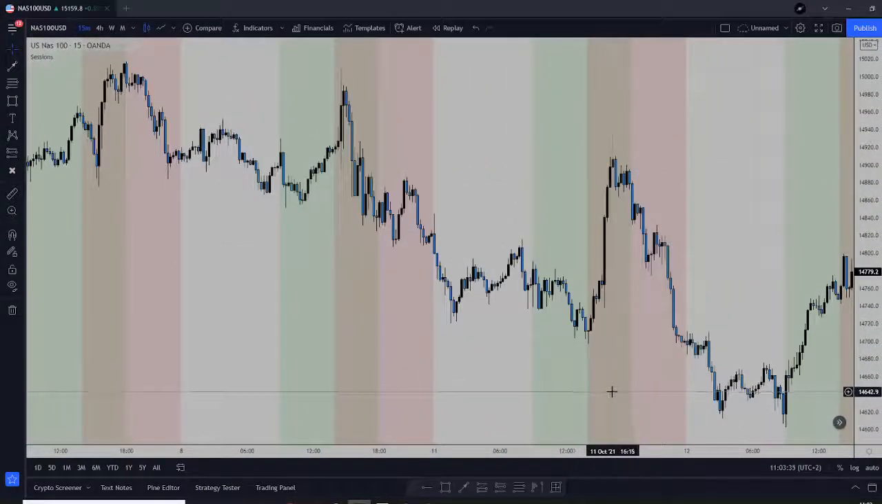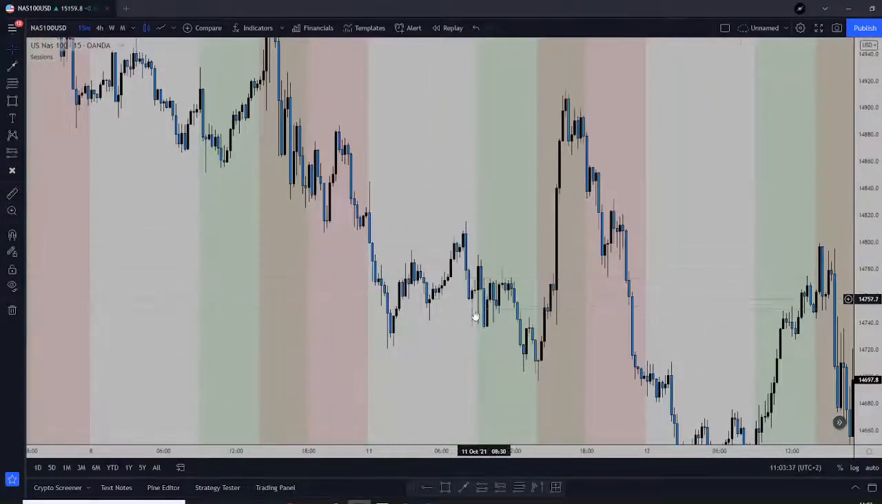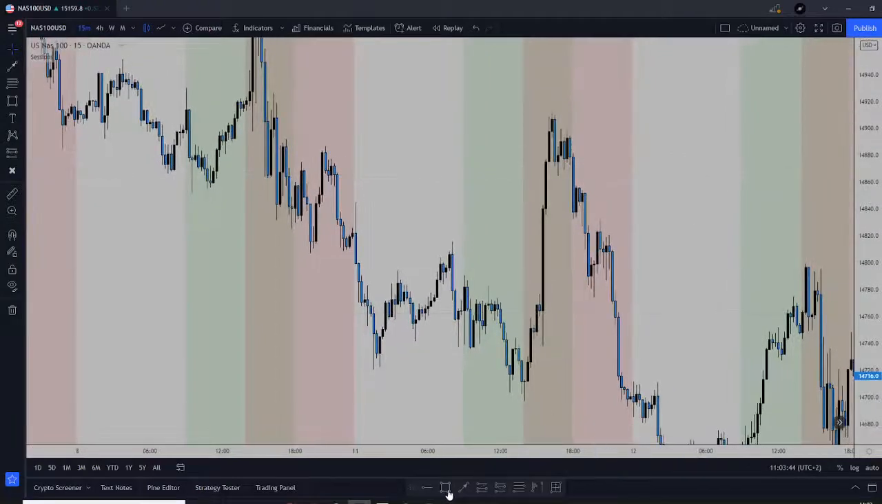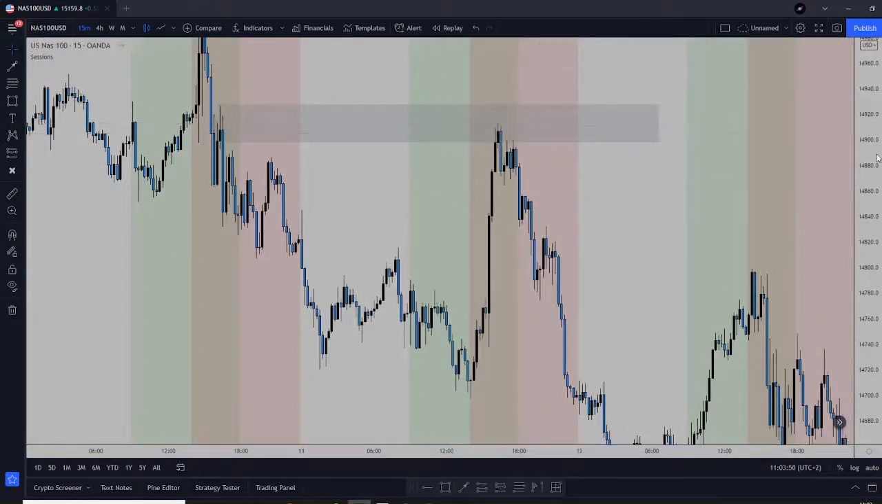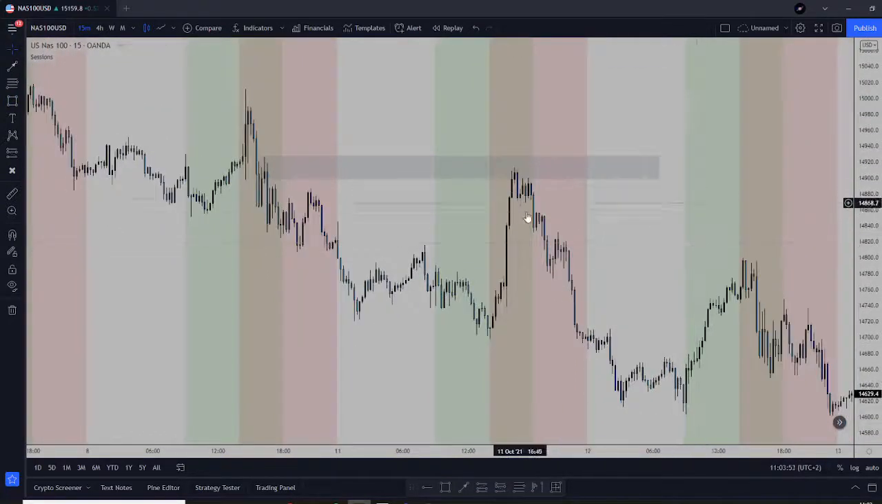Okay, as you can see right here, nothing major happened during Asian, nothing happened during London, and then New York. Again, crazy move. So there are some more zones over here, a nice supply zone where price actually came into.